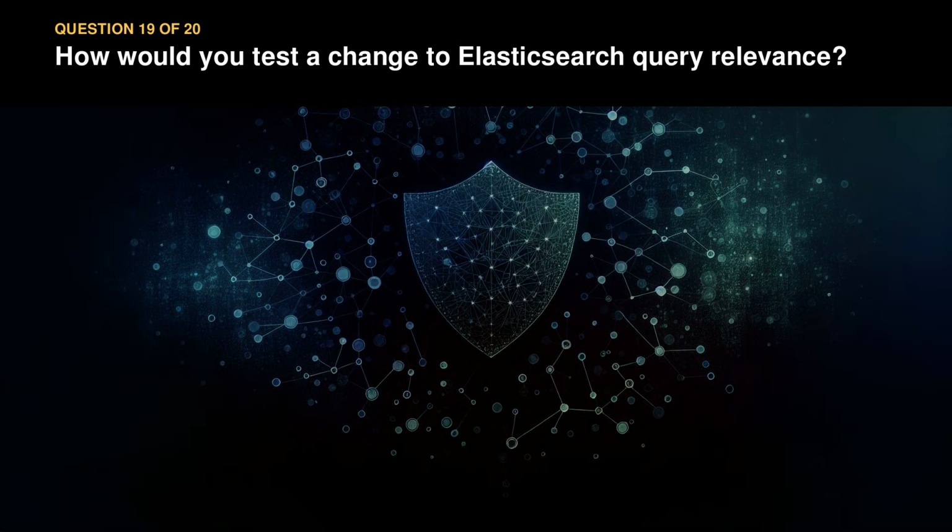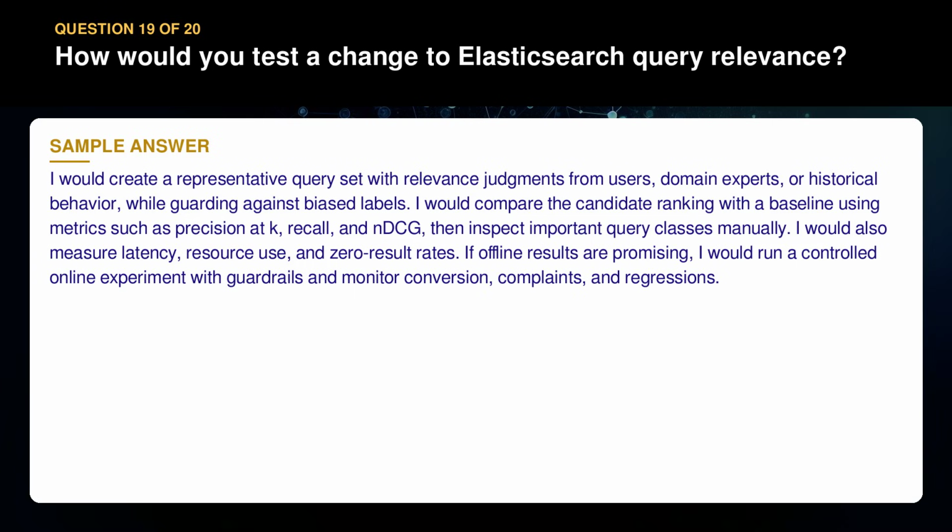Question 19. How would you test a change to Elasticsearch query relevance? I would create a representative query set with relevance judgments from users, domain experts, or historical behavior, while guarding against biased labels. I would compare the candidate ranking with a baseline using metrics such as precision at K, recall, and NDCG, then inspect important query classes manually.